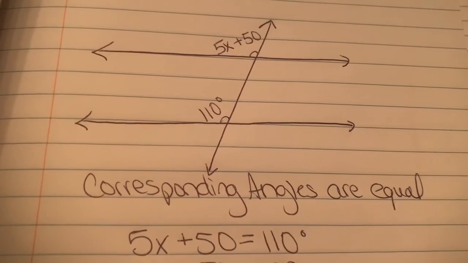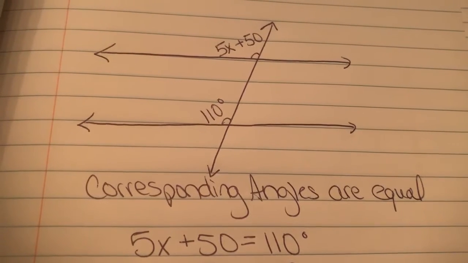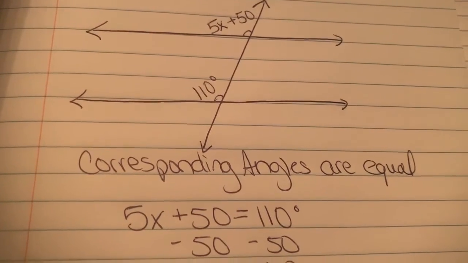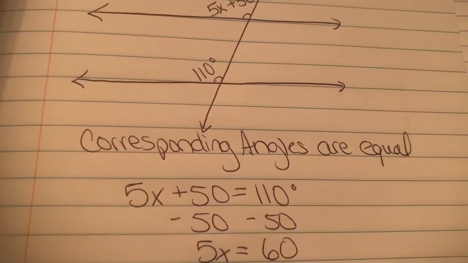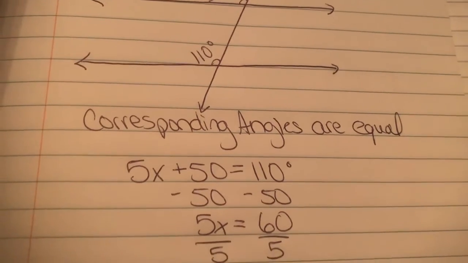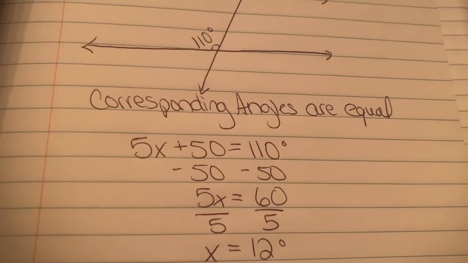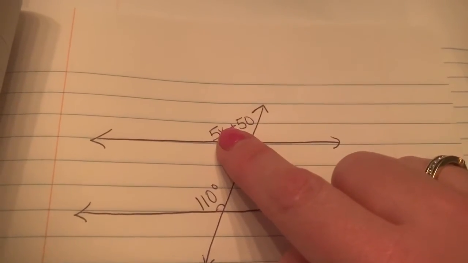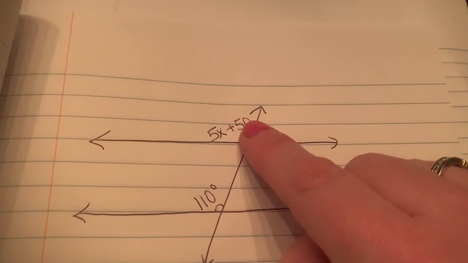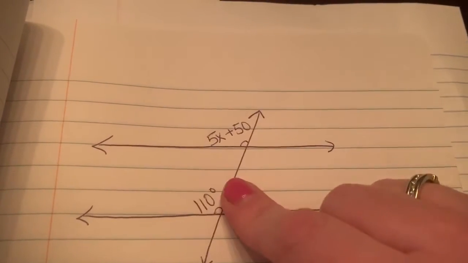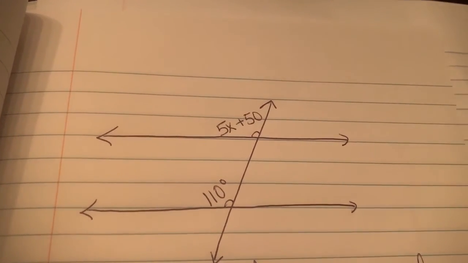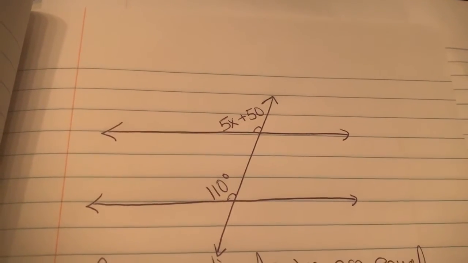I'm going to do the same exact thing. I'm going to solve by using my two steps, minus 50 from both sides. 5x equals 60. Divide both sides by 5, and I get that x equals 12. And I can check that. 5 times 12 is 60, plus 50 is 110. This is the same as this because they're corresponding. So my x would be equal to 12.